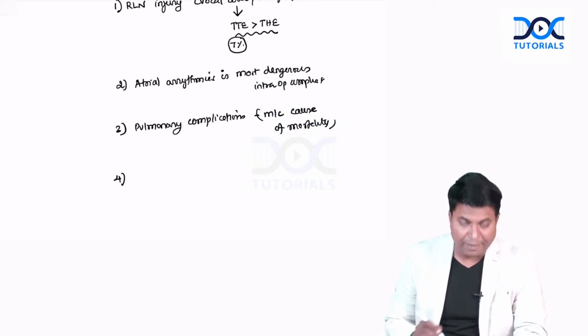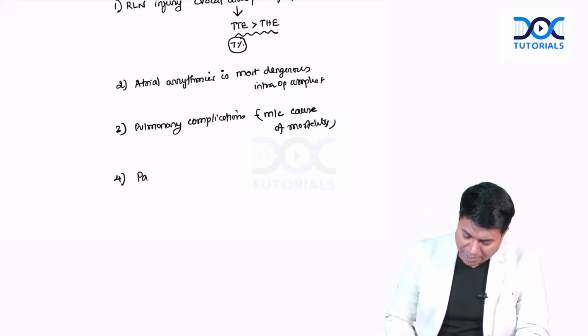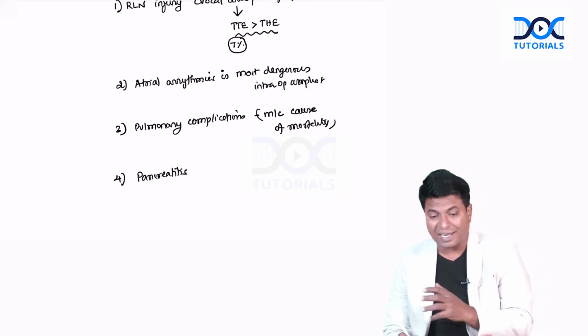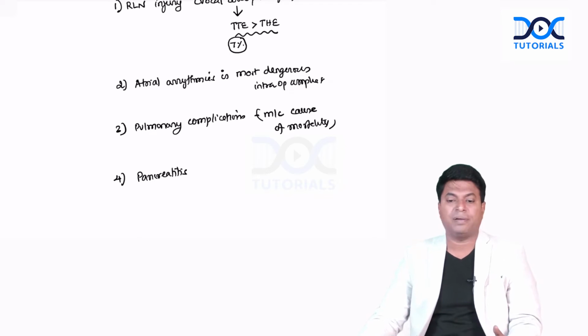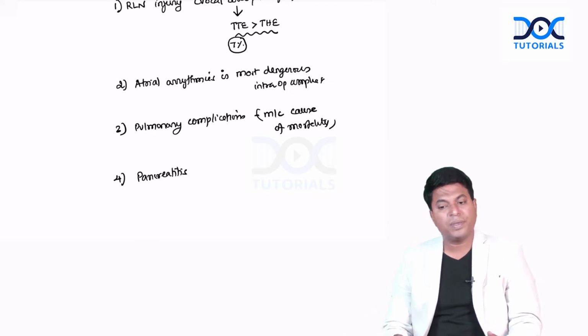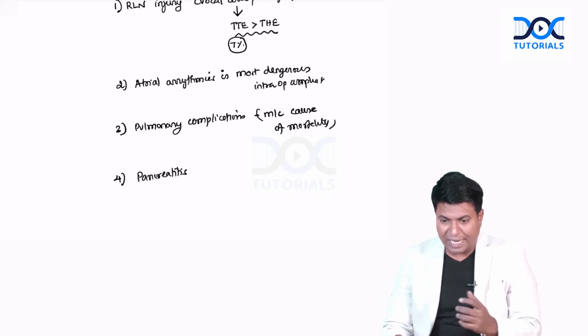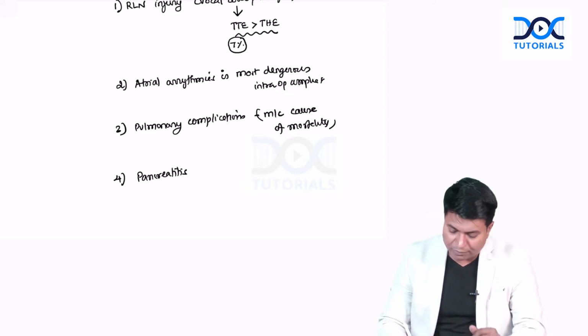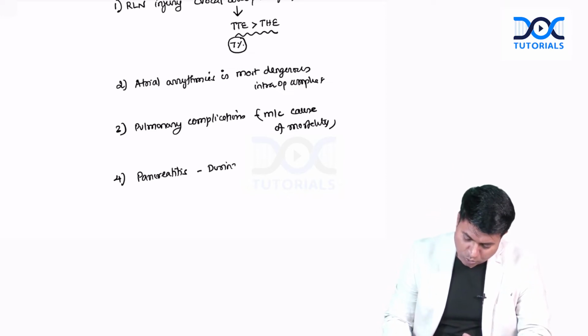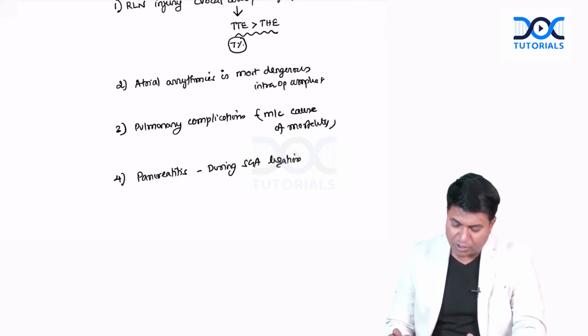Even patients can develop pancreatitis by injuring the pancreatic capsule. We can even induce pancreatitis during the surgery, so it is very common. It is due to injury to the pancreatic tail or body during ligation of the short gastric vessels. During short gastric artery ligation, injury to the pancreas can happen.